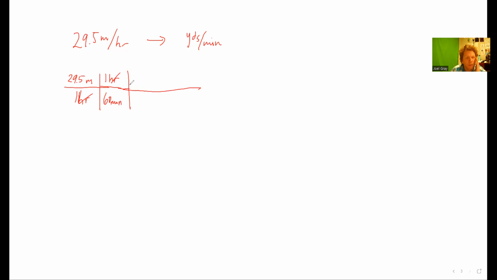Now I'm going from meters to yards, in which case, how do I get from a metric unit to an imperial unit? So 1 meter is equal to 100 centimeters. And my next conversion is 2.54 centimeters is 1 inch. There are 12 inches in a foot. And there are 3 feet in 1 yard.